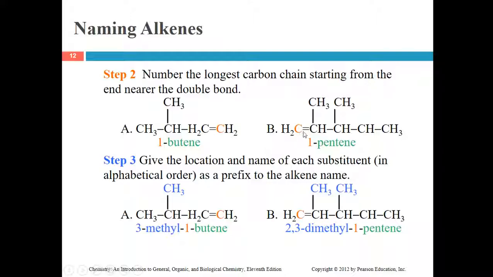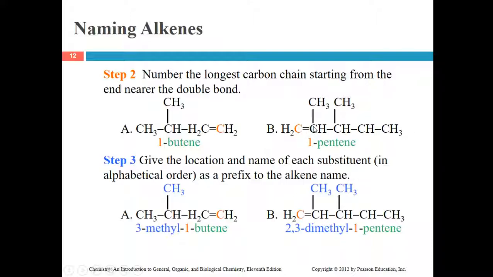Okay, on the pentene one, the double bond is over here, so we're going to start from the left and go right. 1-pentene. All right, so now let's go back to problem A and figure out how we're going to identify this methyl group. Well, we've already established that we are numbering from the right and going left because we are numbering through the double bond. So that means carbon 1, carbon 2, carbon 3. That means this methyl group is on number 3. So 3-methyl-1-butene.